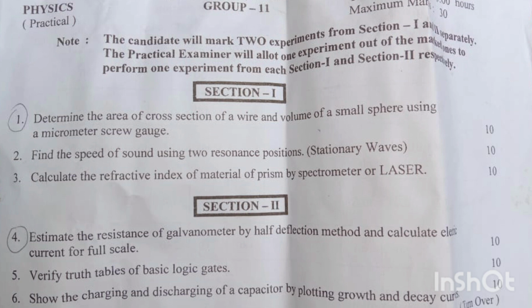Question number 2. Find the speed of sound using 2 resonance position. Question number 3. Calculate the refractive index of material of prism by spectrometer or laser.